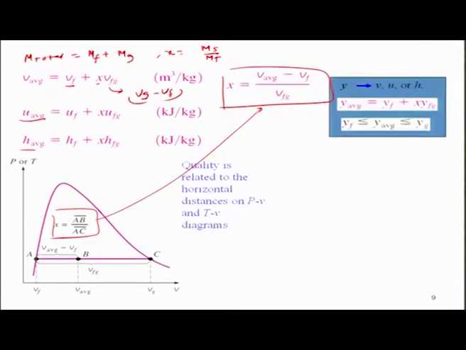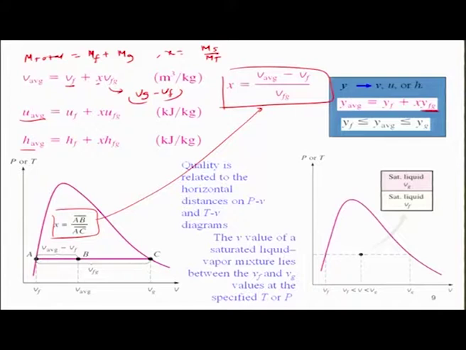Okay. Now, in general, you can write any property y average as y_f, which means the property y of the fluid, plus x multiplied by y_fg, or the difference between the property y in the gas phase, saturated gas phase, minus saturated liquid phase. So, in general, y average is going to be in between y_f and y_g. Y could be v, u, or h. Okay. So, that is what we say here.